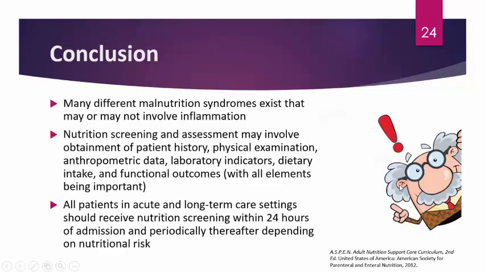So our overall conclusion from today's talk is that there are many different malnutrition syndromes that exist, and they may or may not involve inflammation. Those that involve inflammation are your acute and chronic disease state-associated malnutrition syndromes, and the ones that don't involve inflammation include your starvation-associated malnutrition syndromes.